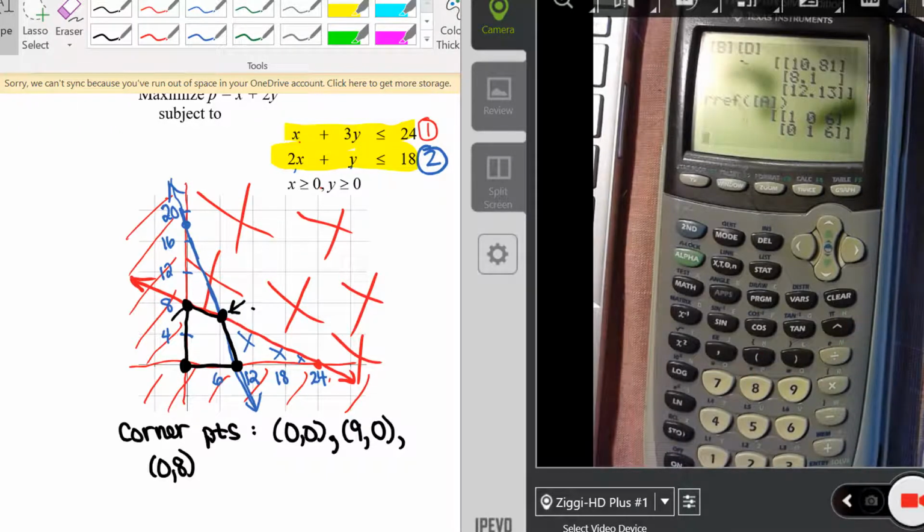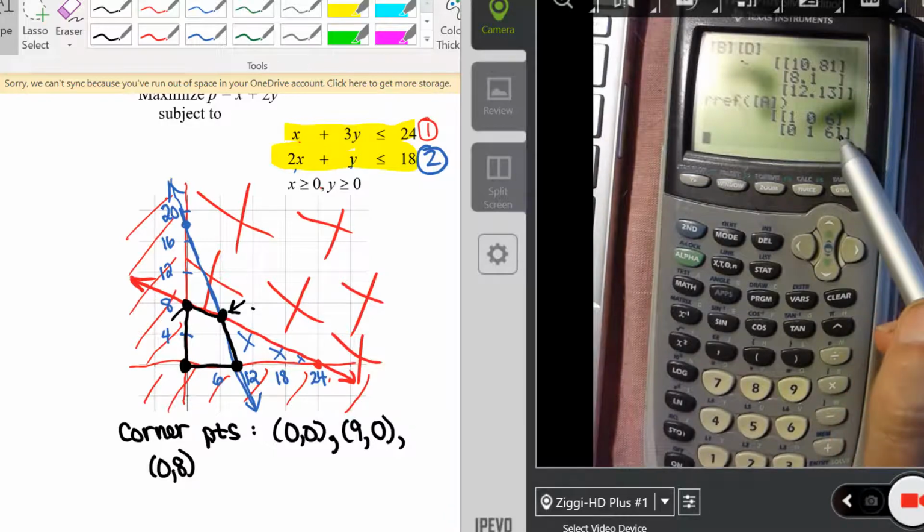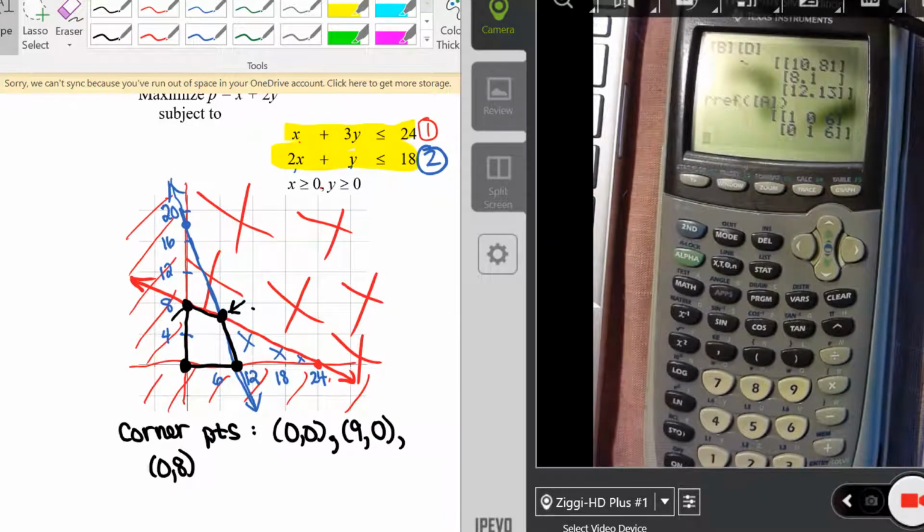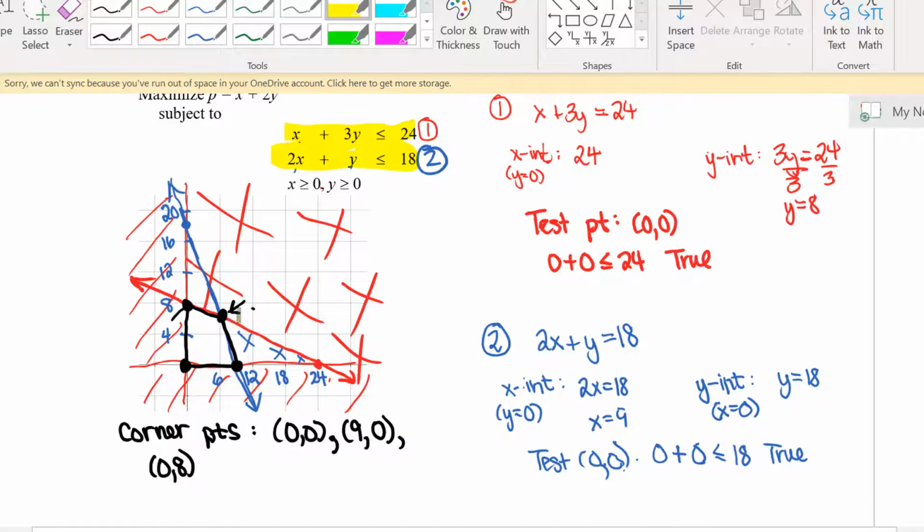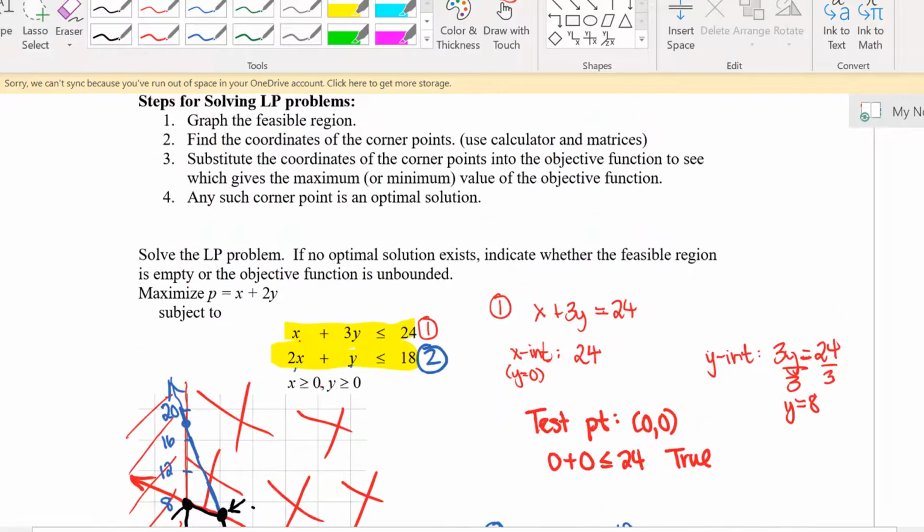And so we see the solution is x equals 6, y equals 6. So the point 6, 6. And that seems reasonable based on my graph. It does look like the x is 6, and sure, the y is also 6. So those are our 4 corner points. And then now step 3 is we substitute those into our objective function. And the objective function is what we're trying to maximize or minimize.